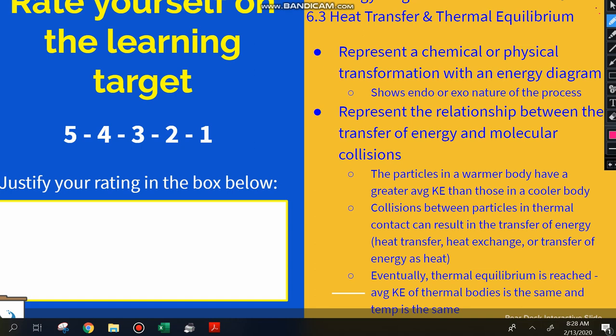Today you are going to be looking at 6.2 and 6.3. We'll look at energy diagrams, heat transfer, and thermal equilibrium. Go ahead and pause the video, take a look at these learning objectives, and write them in your handy-dandy notebook.